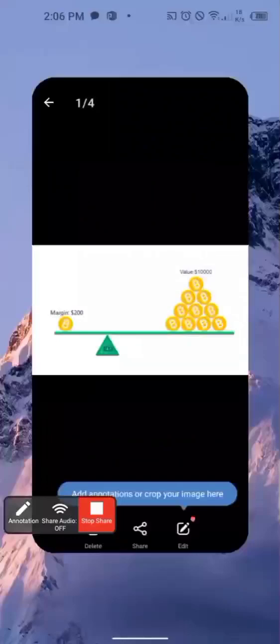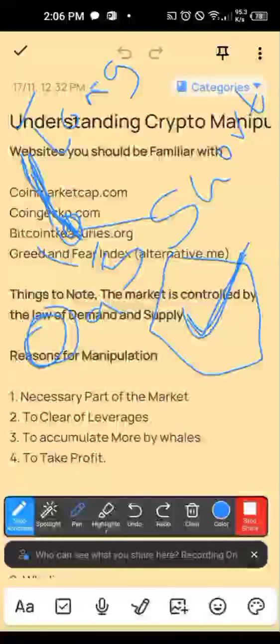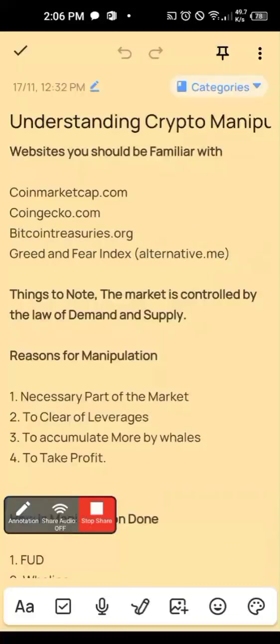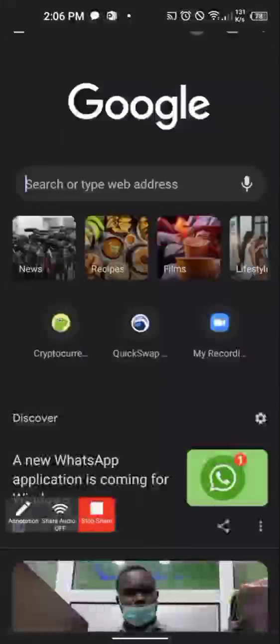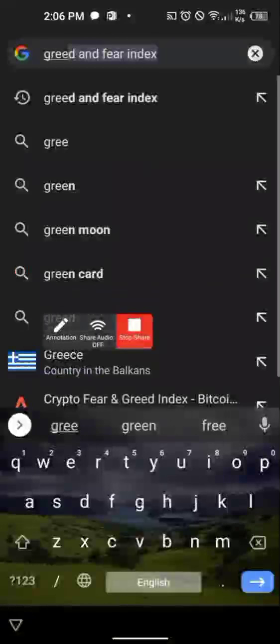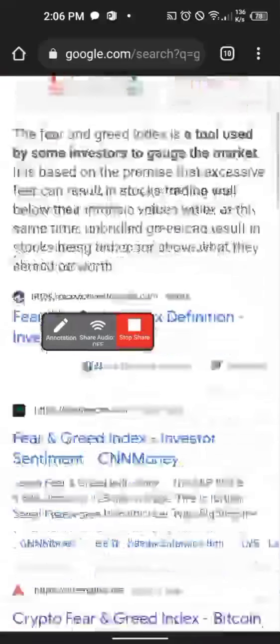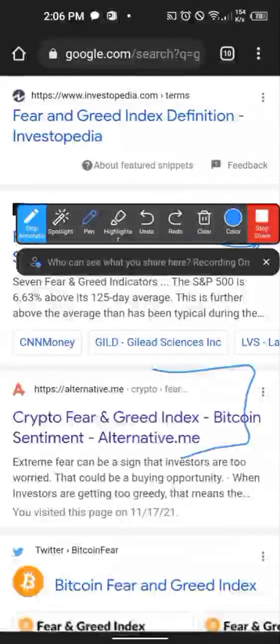This is where this third website becomes very important. What's the name of this website now? Greed and Fear Index. This alternative.me. This Greed and Fear Index. Now let's go there. Let me open it. Then I will explain why that website is important. So you can just go to your browser and search for it. Just type Greed and Fear Index. Different pages will open, but go to this one, alternative.me. Click on it.